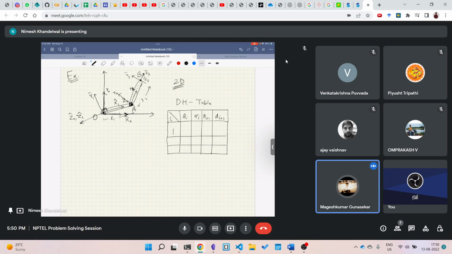Now let us say that there is a link 0 that I call the ground link, and then there is link 1 that has length L1, and then there is link 2 that has length L2. So for link 0, what will be the values of a_i, alpha_i, theta_i plus 1 and d_i plus 1? a is 0. Alpha is also 0. And theta_i plus 1 is also 0.